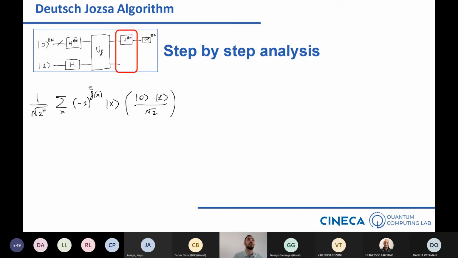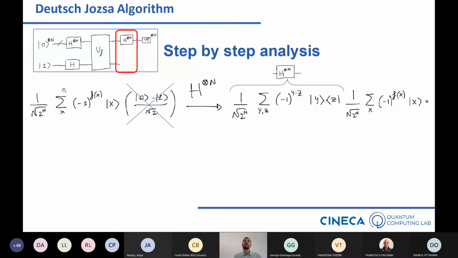We have this state, and we reached the final Hadamard gate applied on the first n qubits. But look at the second register here. We discard it. We don't care about what happens to the second qubit register, and we only look at what happens in the first register. Let's apply H⊗n. This is the initial state that we have.